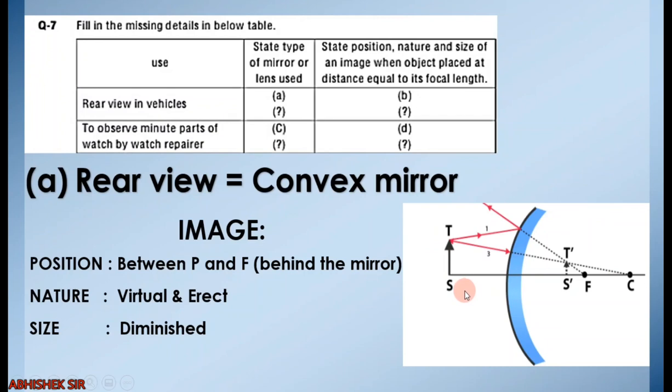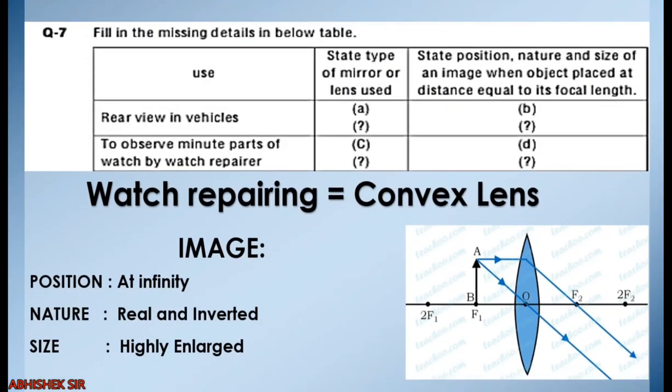So we have kept the object over here. You can see how the image is formed. However, this figure was not compulsory, but if you understand this figure you may write these things very easily. So you can see the image is forming between pole and the focal length behind the mirror. Nature virtual because we are elongating it on the back side. Erect, right? All virtual images are erect, and size you can see it is diminished. So this A will be the correct answer and this will be the answer for B.